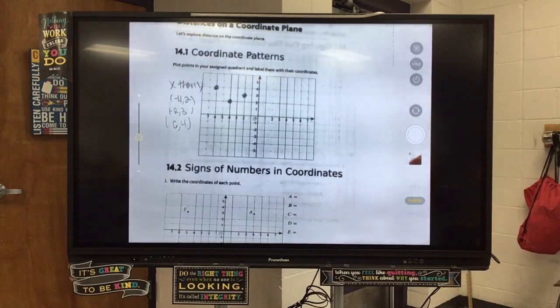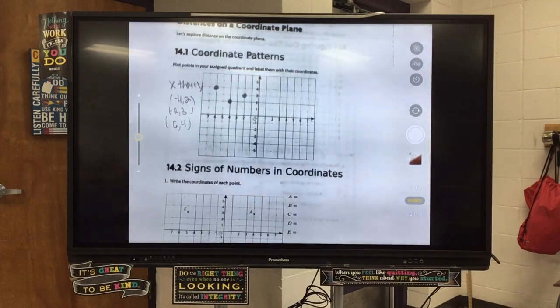So you have a -4 for your x, right? So which one is your x? The one that's horizontal or the one that's vertical? Like the one that's going like this or like this? Okay, so you're moving to the left 4, right? Because you have a -4, so you do 4 hops. And then your y is a positive, so you're going up. Okay, so for the next one, (-2, 3), tell me how to get there.